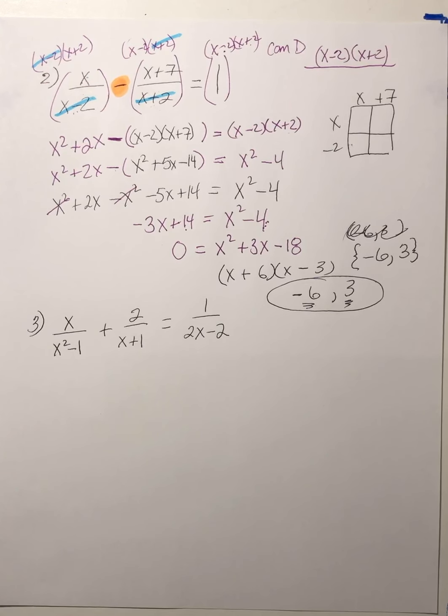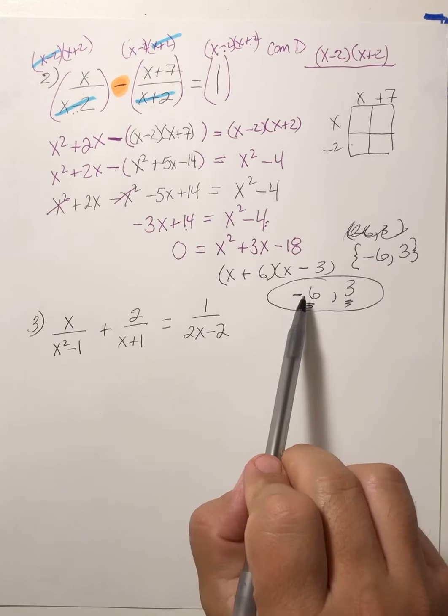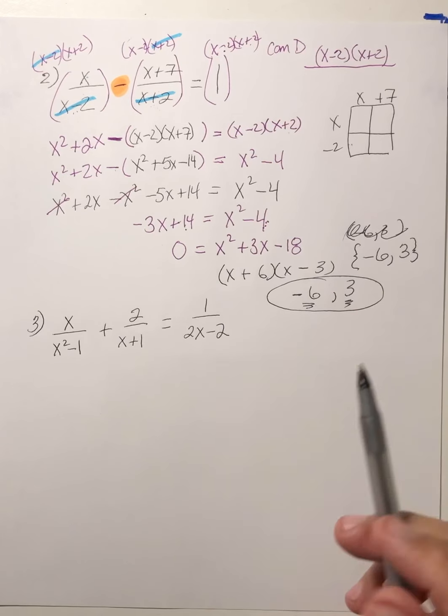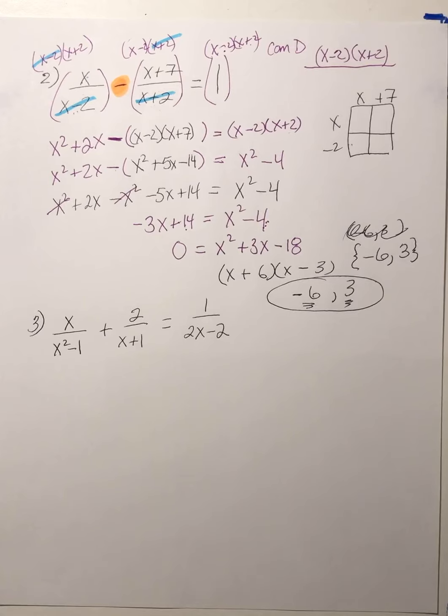So that was a nice one. It was a quadratic. We had a factor, came up with 2 possible answers, and we can keep them both. All right, now we're on number 3. So, number 3, here we go.